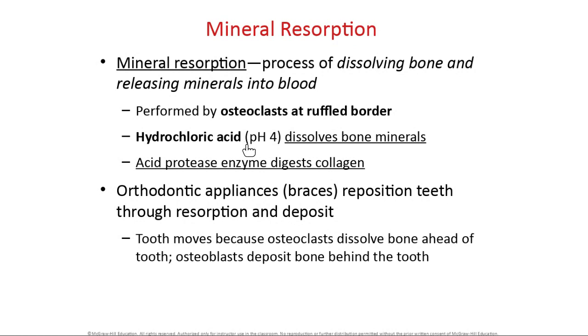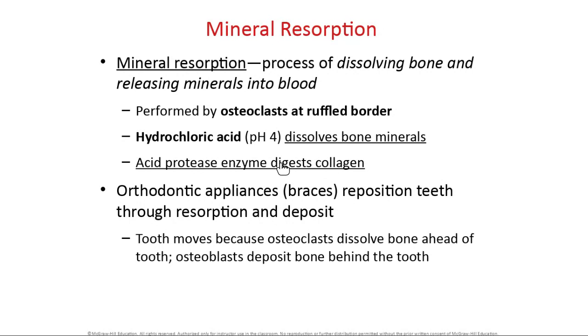So HCl, hydrochloric acid, is one of the substances that's going to be released by these osteoclasts to dissolve bone minerals. It's not going to dissolve calcium, okay? Excuse me, but it will dissolve other aspects of the osteoid. The osteoclast also has acid proteases. These are enzymes that are going to break down the collagen. Again, all this is playing a role in bone remodeling.